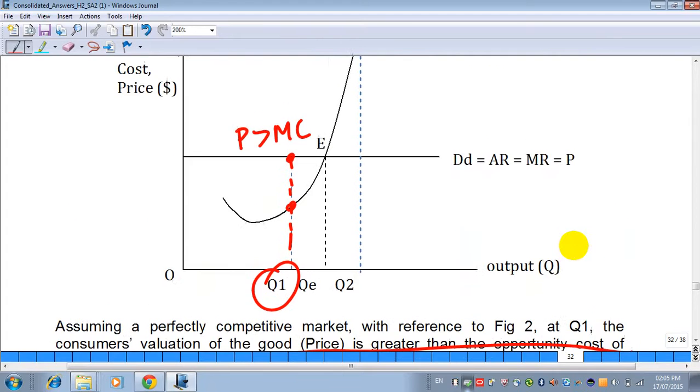Okay, if you look at this, at Q1, P is greater than MC. P represents the consumer's valuation of the last unit of output, and this valuation is so much more than the cost of producing the last unit of output. And therefore, currently we would say that there is underproduction. More should be produced because consumers' valuation is so much higher than the marginal cost of producing it.